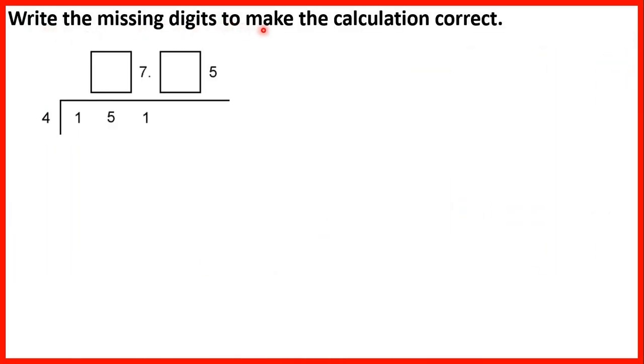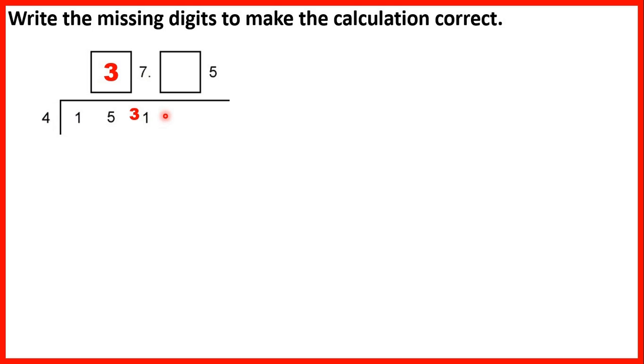Write the missing digits to make the calculation correct. So we have a short division. So 15 divided by 4 is 3 remainder 3, because 3 times 4 is 12, and then we need 3 more to get to 15. So now we have 31 divided by 4.